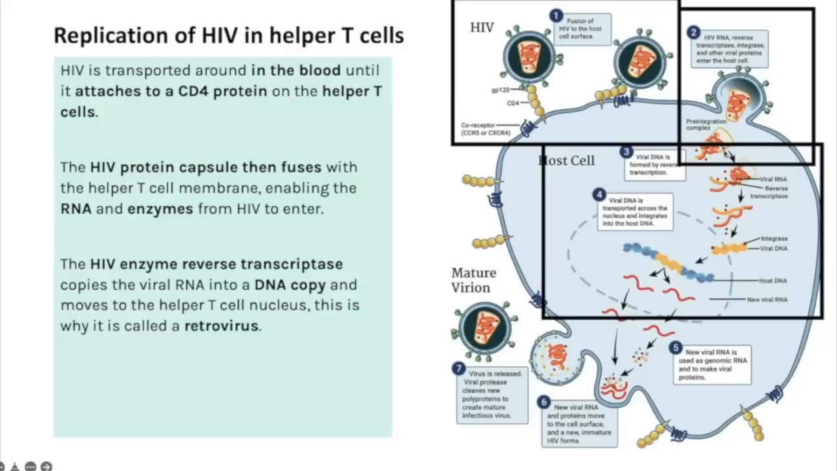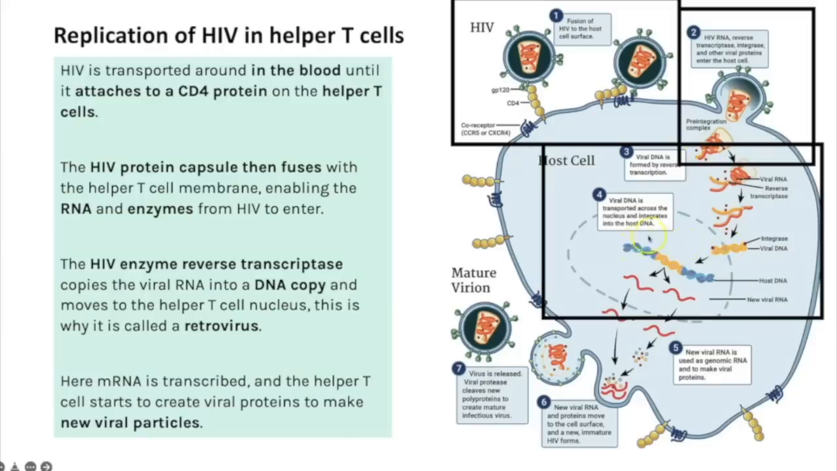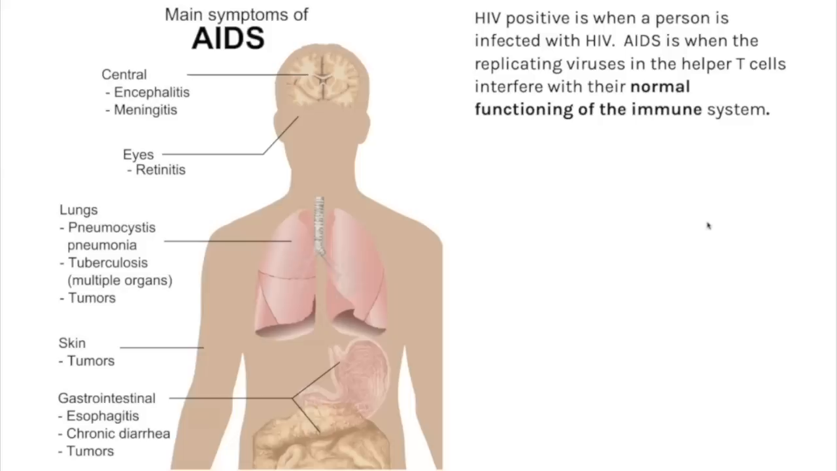The HIV enzyme reverse transcriptase copies the viral RNA that's been injected into a DNA copy and moves to the helper T cell nucleus, and this is why it's called a retrovirus. Here, the mRNA is transcribed and the helper T cell starts to create viral proteins to make the new particles. Someone's described as HIV positive when they are infected with HIV.